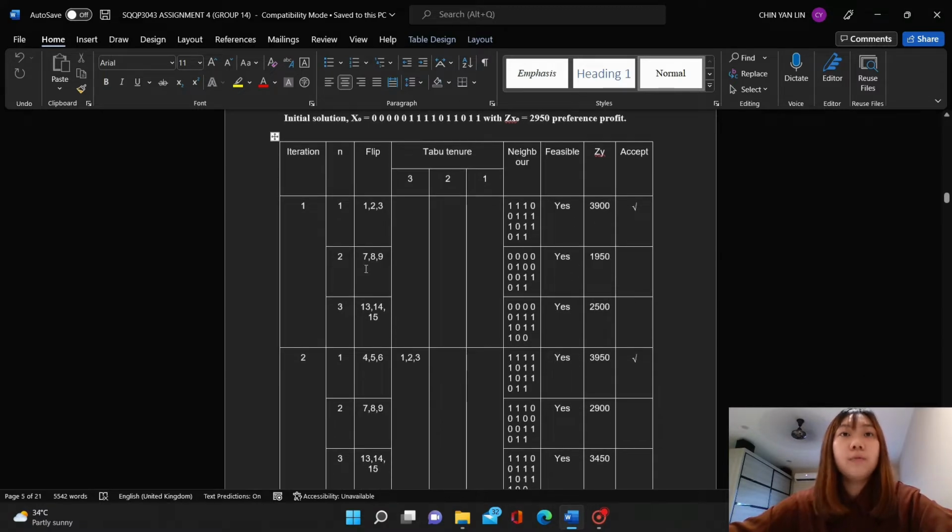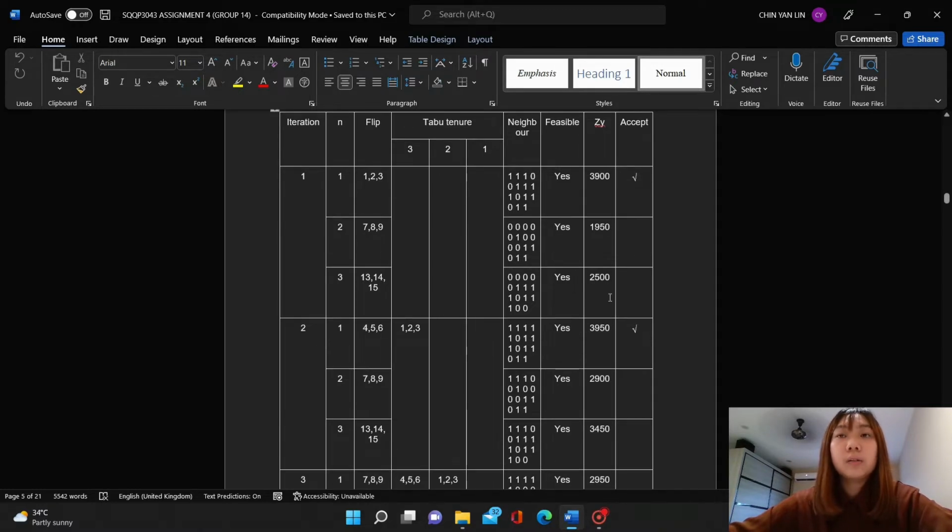For the second neighbor, we flip jobs 7, 8, 9. This will be our new neighbor, and the profit is 1,950. For the third neighbor, we flip 13, 14, and 15, and the total profit is 2,050. Comparing these 3 neighbors, we choose the highest one, which is neighbor 1, with 3,900. This will be our x1.